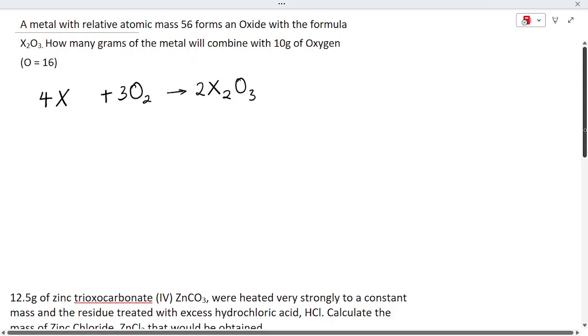Alright, so now it is time to read the question and decide what we are dealing with. What do we need to solve? We are asked how many grams of the metal, so we are dealing with the metal, and we are given the mass of oxygen, so we are dealing with oxygen. So practically in this equation, we only need the metal, the metal X, remember, and we need oxygen. That's what we need to solve as we move on.